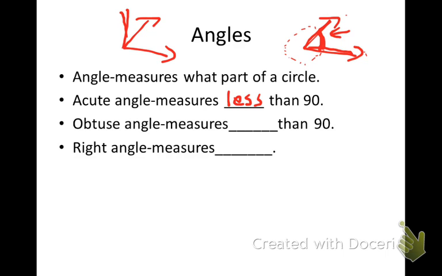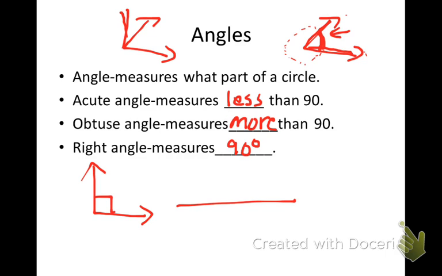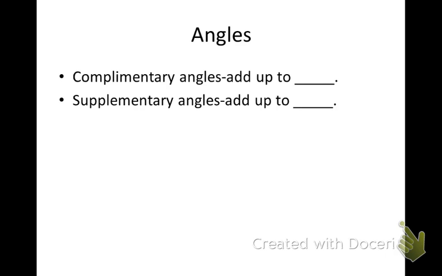Obtuse angle measures more than 90 degrees, and technically it is less than 180. I didn't put that here. And a right angle measures actually 90 degrees. So remember, a right angle would look like this. Usually we put the square in the corner. So again, if you see an angle like this, you say, oh look, 90 degrees would be coming straight out, so that's more than 90, so that would be an obtuse angle. So you should be able to classify angles and also measure them, which we'll talk about here in a little bit.